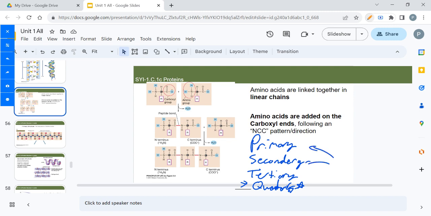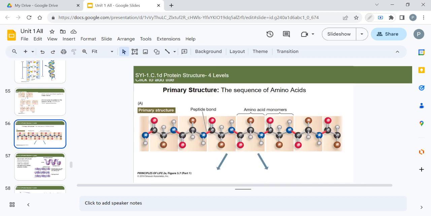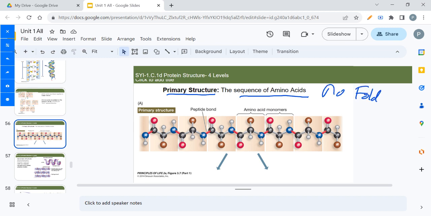But like these guys, it's really neat, and that's what we're going to highlight now with proteins and why proteins fold the way they do. Now, we are not doing any protein folding. The primary structure is the sequence of amino acids. There is no folding. We're not folding our amino acids. All we're doing is saying what is the order of stuff.